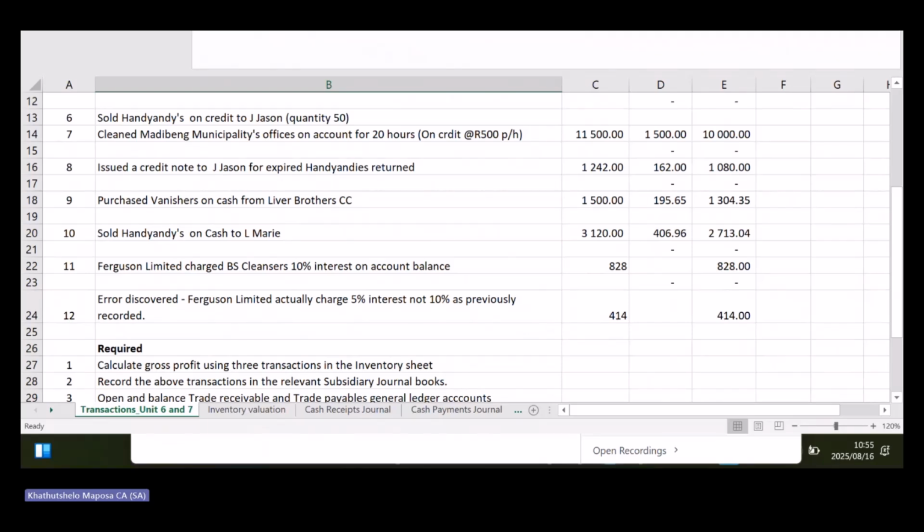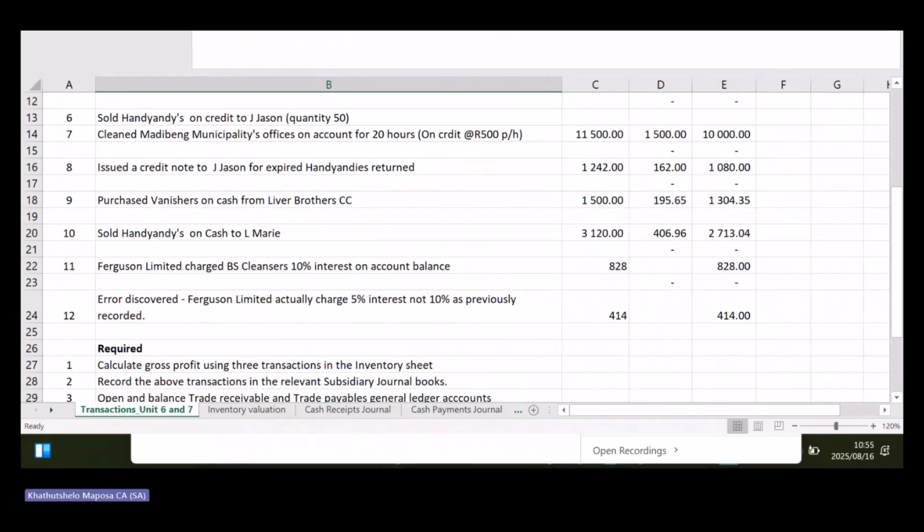And then the next one, which is number 9, we have purchased inventory, which is the Vanishes, on cash from Lever Brothers. We have purchased for cash. Which book are we using? CPJ, which is cash payment journal. Sorry, I was making a mistake. Yes, cash payment journal.